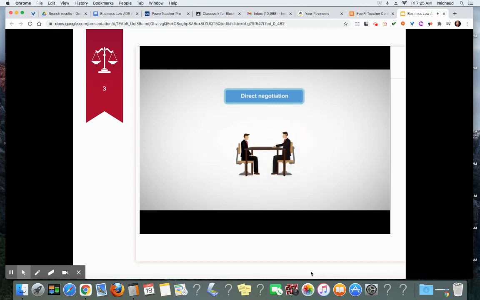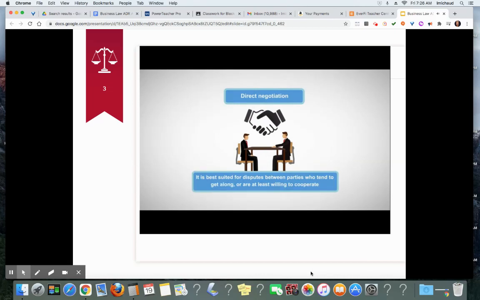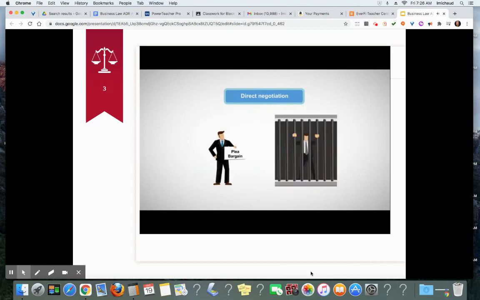Direct negotiation is distinguishable from the other two forms of ADR in that it doesn't involve a third party. Rather, here, the disputing parties work together directly to reach an understanding. As negotiation requires the parties to work together, it's best suited for disputes between parties who tend to get along, or are at least willing to cooperate. Negotiation occurs in criminal cases in the form of plea bargaining, in which the defendants agree to plead guilty in return for the dismissal of additional charges, or for the prosecutor's recommendation for a reduced sentence.